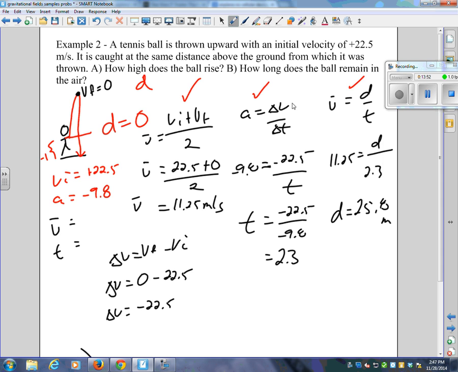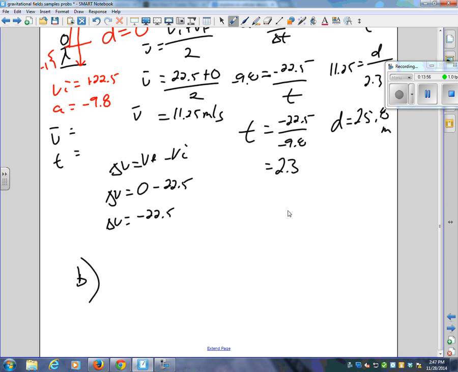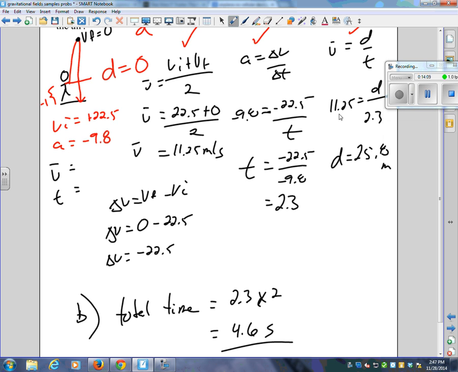Part B, how long does the ball remain in the air? Well, it went up and it took 2.3 seconds. So what's the total time? It's just 2.3 times 2, isn't it? Up and down.